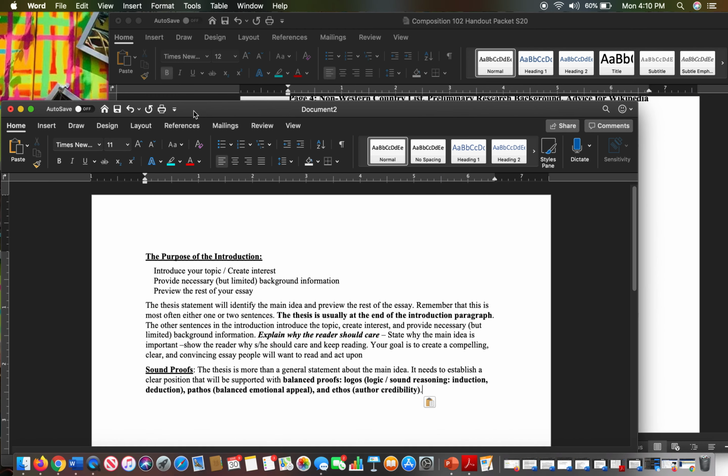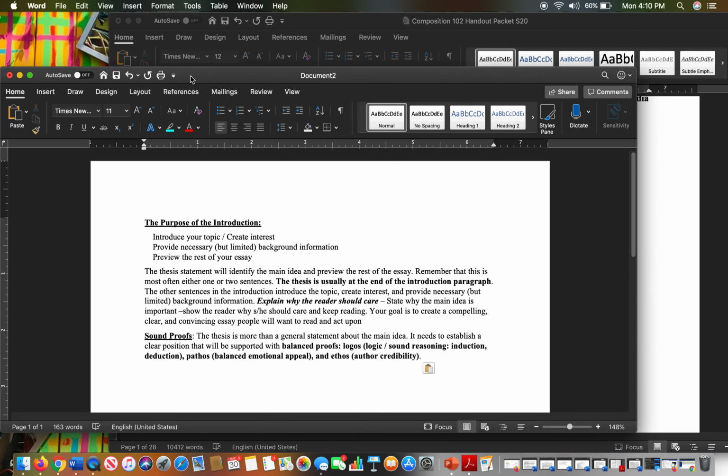So we're going to look at introductions today. We're going to look at one that's in your first handout packet, and then one that's not in either handout packet to give you a general idea of what we're looking for. But first, some review from our first handout packet. The purpose of your introduction is to introduce your topic, create interest, provide necessary but limited background information, and preview your essay. And for our purposes, I'm going to ask that you put the thesis or argument that a reasonable person could disagree with at the end of your introduction paragraph.